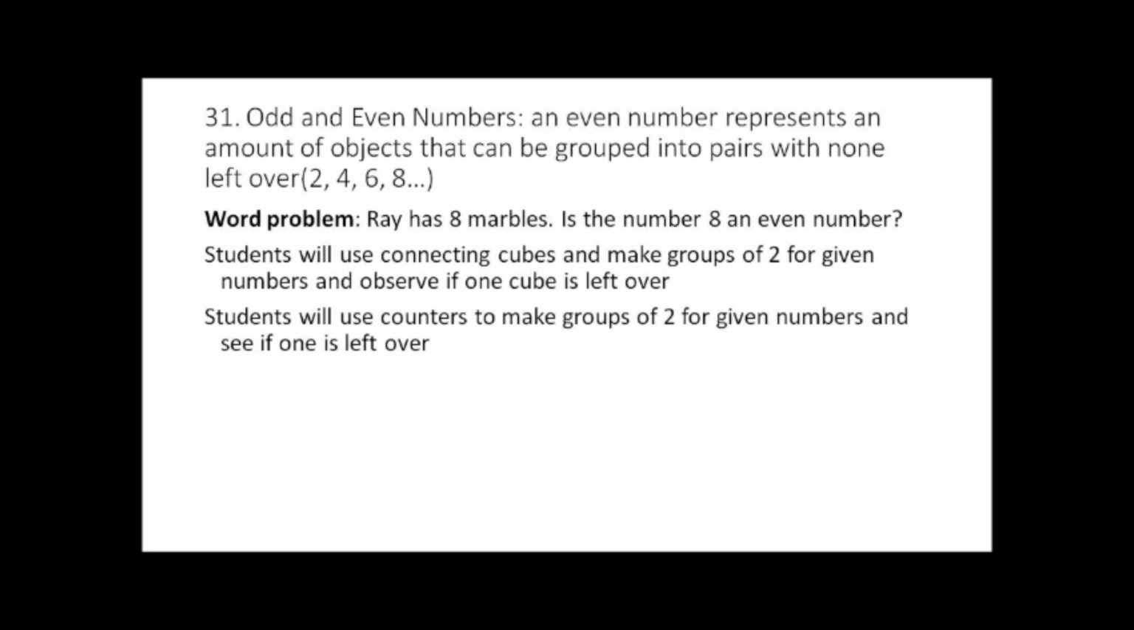Lesson 31, you're dealing with odd and even numbers. An even number represents an amount of objects that can be grouped into pairs with none left over. That would give you your even numbers. The rest of the numbers would be odd.